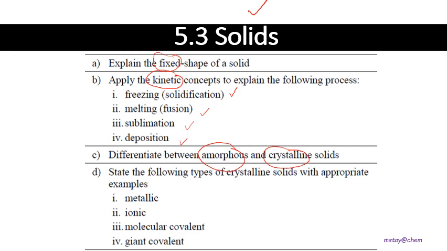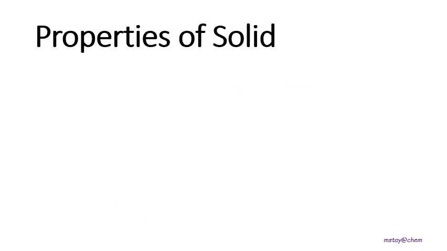There are a few types of crystalline solids, such as metallic, ionic, molecular covalent, and also giant covalent. So we need to know a few examples for each of these types. Let's check the properties of solid.